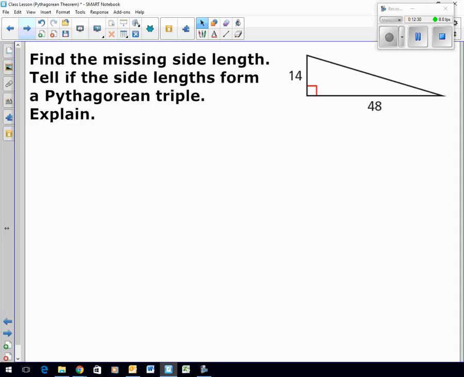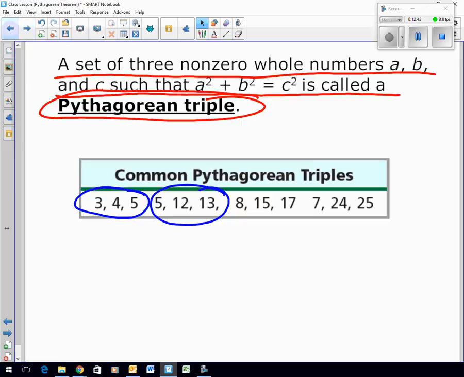Now you guys are going to try one, okay? I want you to find the missing side of this triangle. I want you to tell me if this is or is not a Pythagorean triple. Okay? One thing, I'm going to go back, so just give me a second.